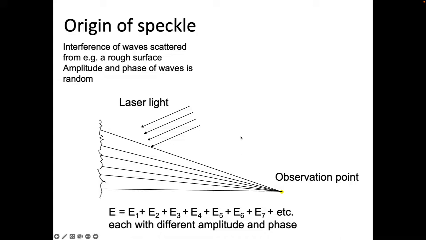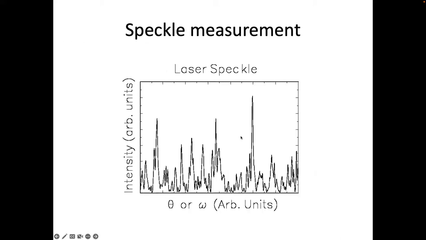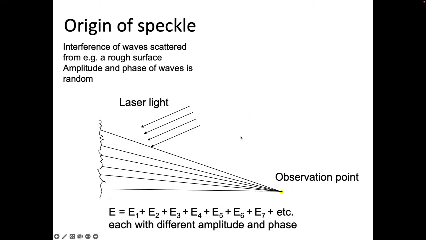When you would measure the intensity that the observer sees as a function of theta, and with theta I now mean that I can move my observation point around the object and it would make an angular change. And when I do my angular change, all these paths will change in length. And so all these phases will change. That leads to a new speckle pattern.